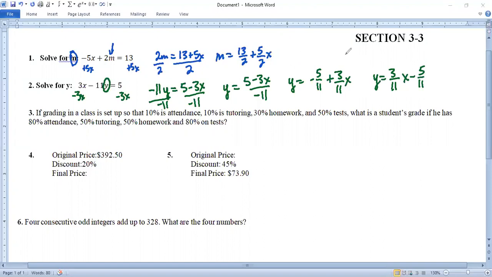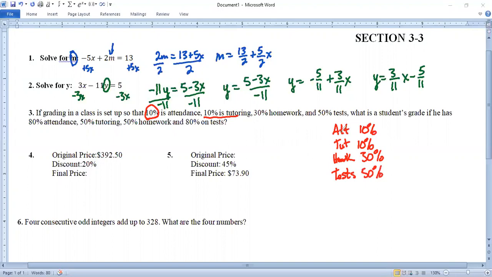Good. All right, here we have, if grading is set up so attendance is 10%. There's attendance. Let's write that down. So the attendance is 10% of the grade. Then 10% is tutoring. So tut right there is also 10%. Homework is 30%. And then we have tests that are 50%. Notice this adds up to 100%.